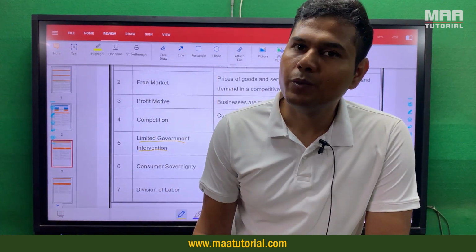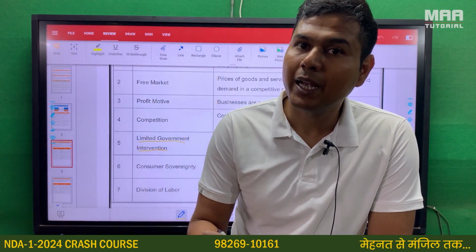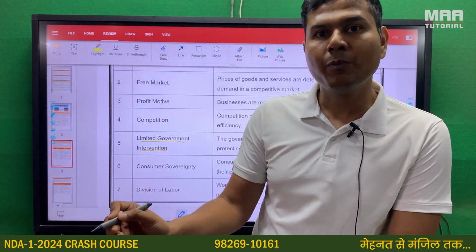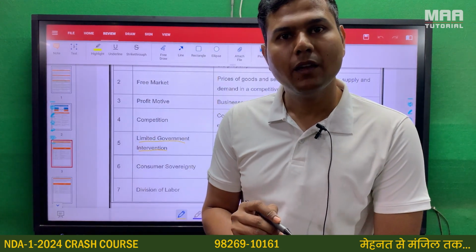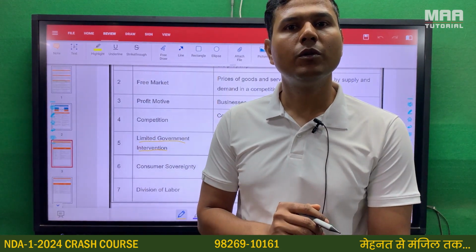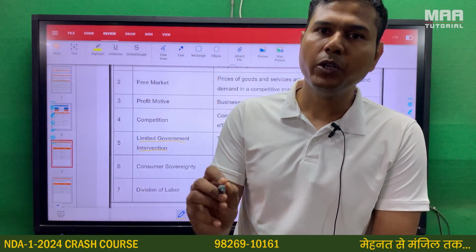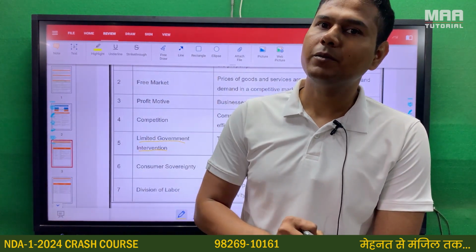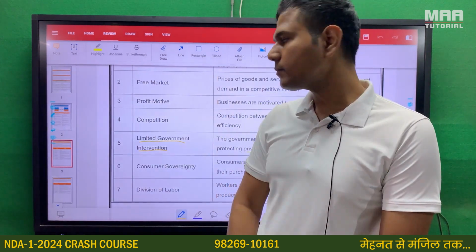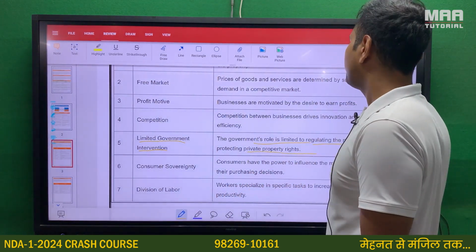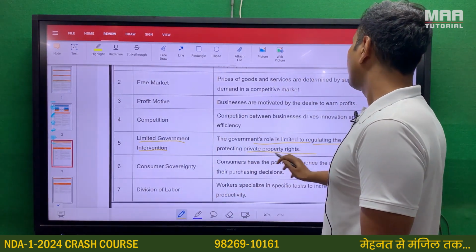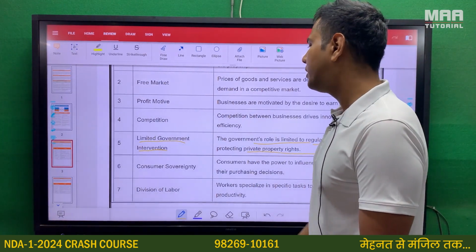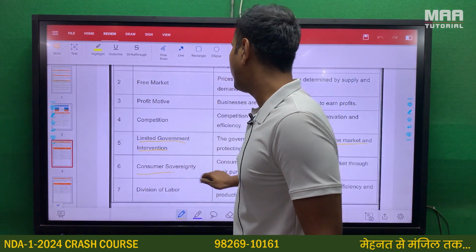So what would government do? Government would come up with anti-dumping duty. Government would ensure that these products which are coming at very low, irrationally low prices have a duty on them, and the price of these goods would go up, protecting the local market, protecting the local economy, right? So these are the aspects government indulges in: protecting private property and limited regulation of the market as per the requirement. Consumer is sovereign.